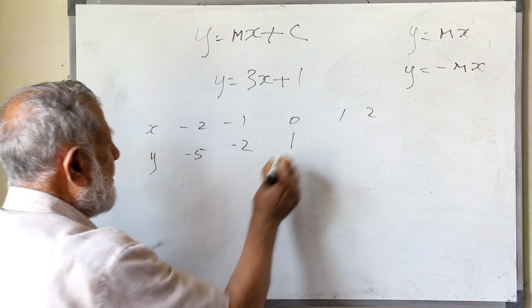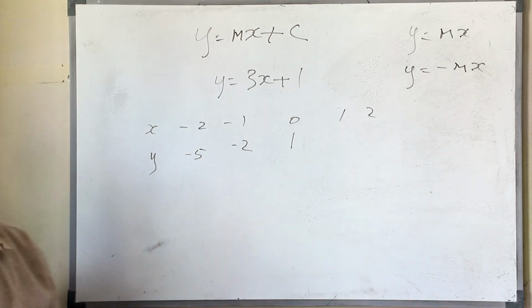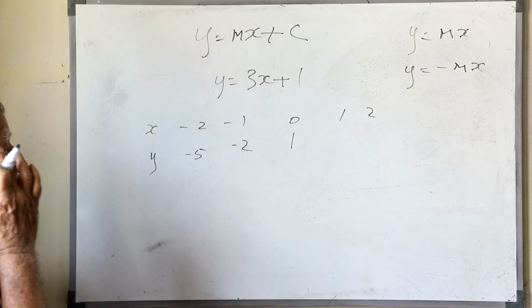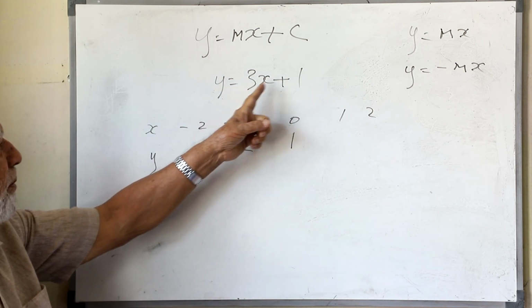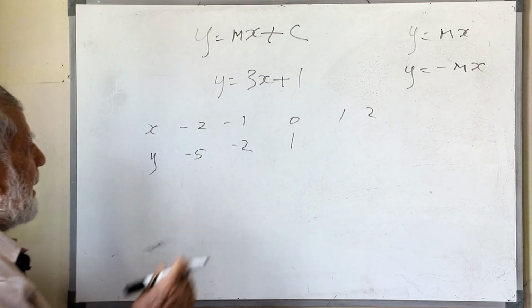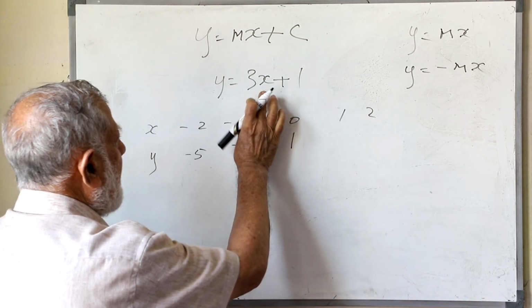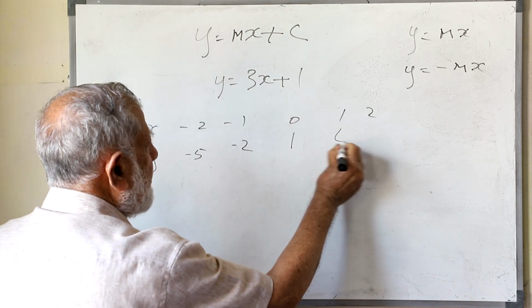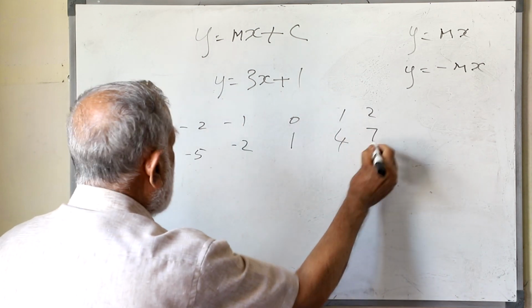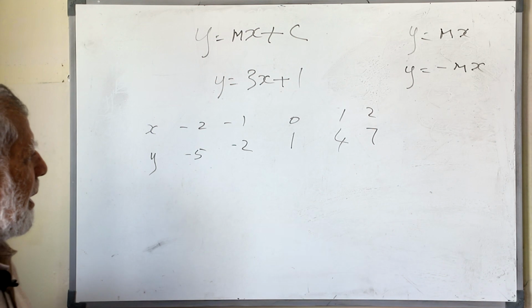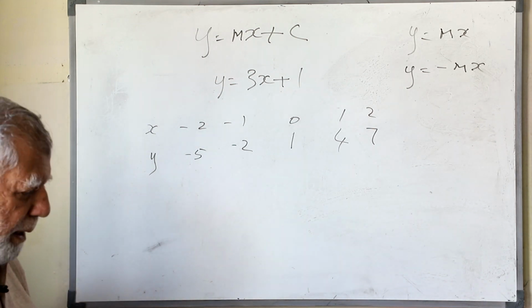You have to be very careful. A lot of children make that mistake. Immediately they look, close the eyes and put 0 there. So you have to be careful. X is 0, so 3 into x is 0. 0 plus 1 is 1. So here again, x is 1. 3 into 1, 3 plus 1, 4. Then x is 2. 2 3s are 6 and 1, 7. So these are the values that you get for the table.